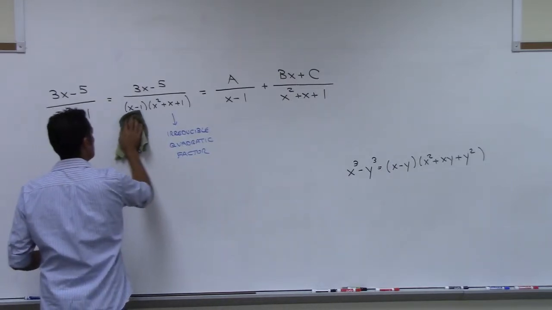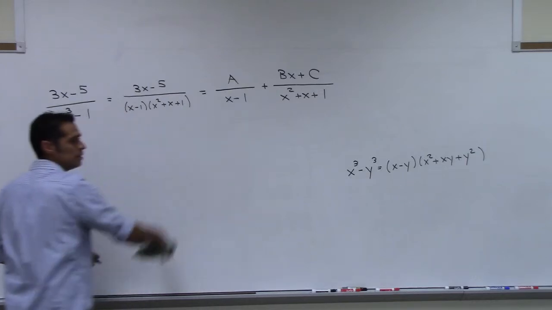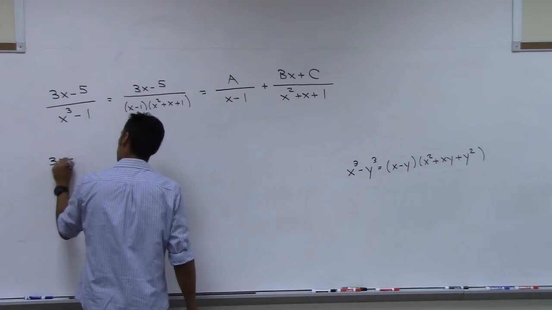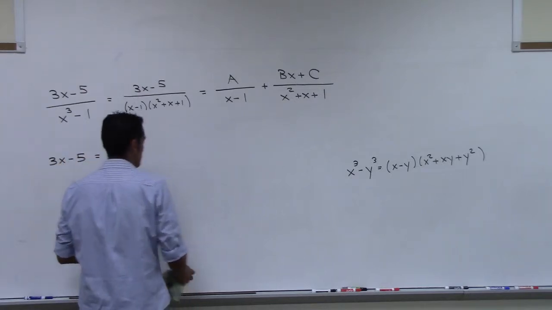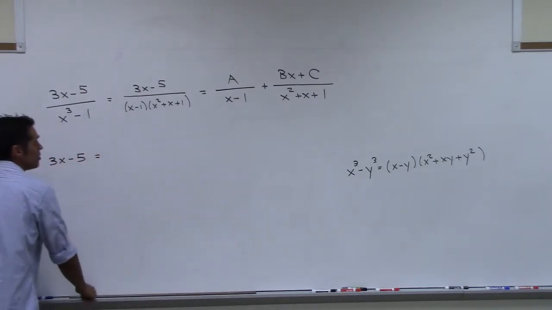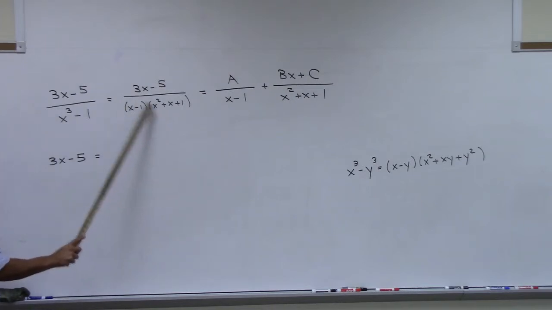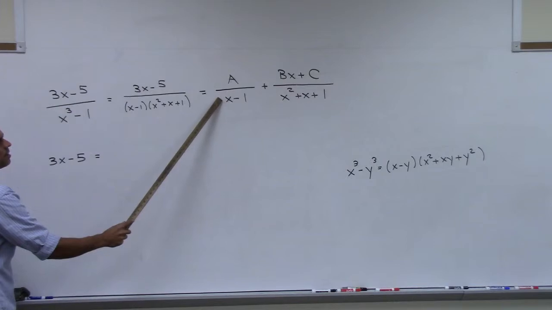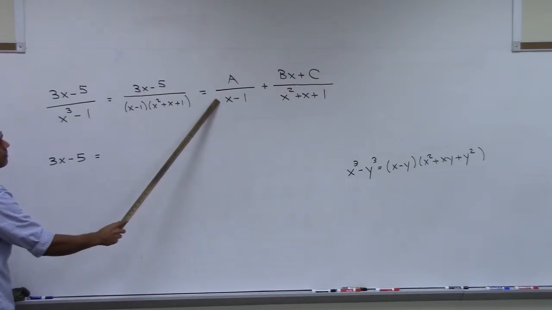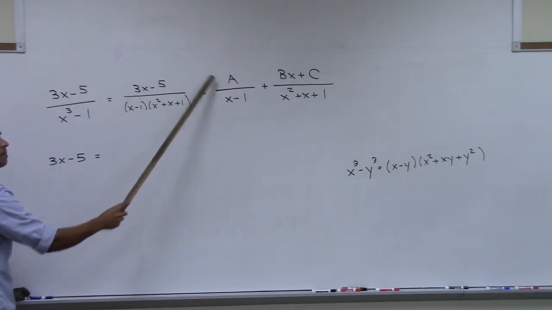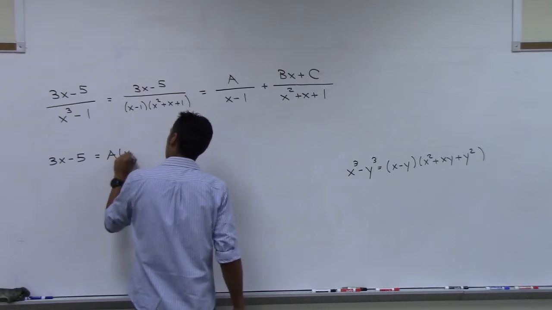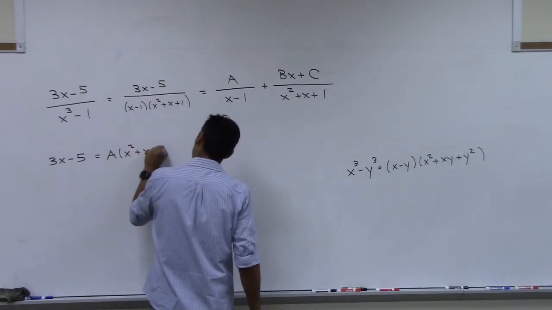Are we all comfortable with the idea that on the left side we're just going to get the numerator? Right? So we get 3x minus 5 equals, now let's see if you can do this mentally without having to rewrite this here, here, and here. What would happen if I multiply this times this part? The x minus 1s would cancel. So you'd be left with an A, and you'd be left with the irreducible quadratic. So it'd look like this. A, x squared plus x plus 1.